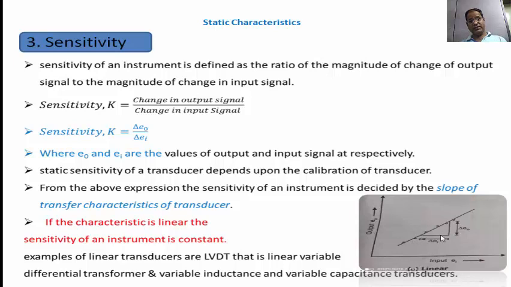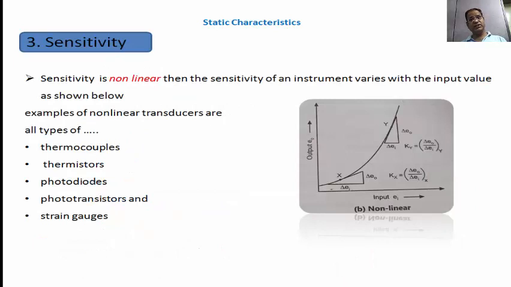For example, the LVDT, that is the linear variable differential transformer, and variable inductance and variable capacitance transducers are examples of instruments having linear characteristics. Now sensitivity can also be non-linear.